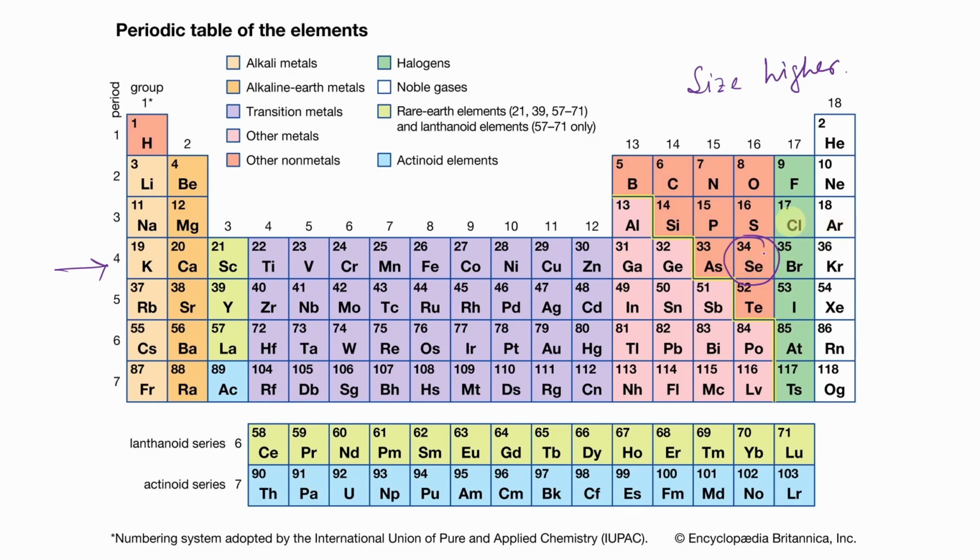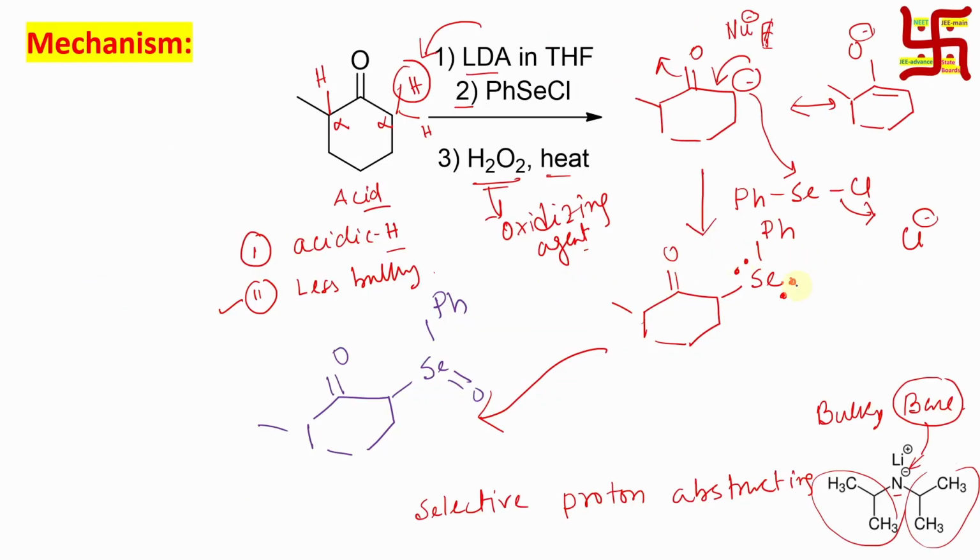And what is the definition of oxidation? There are three definitions, and one of them is removal of electrons. Since the electron is relatively weakly attached to selenium as a lone pair, it is easier to remove, because the size is higher and the electron is far away from the nucleus. So that's why selenium got oxidized. Any other positions are not oxidized.